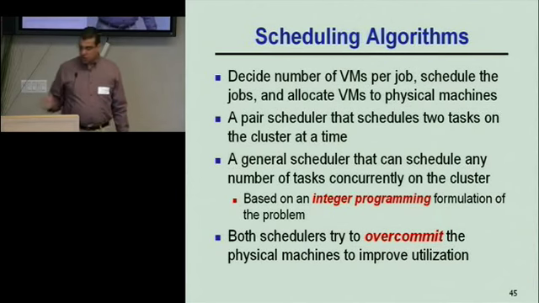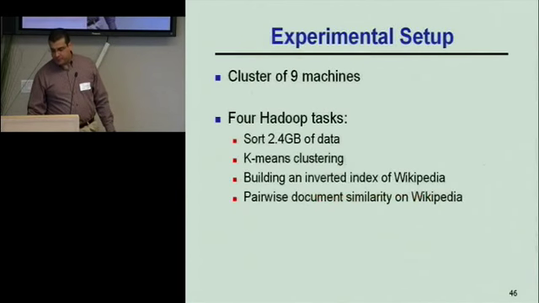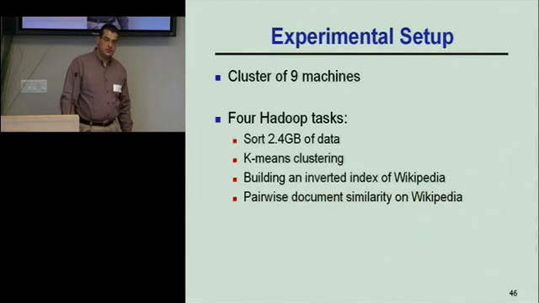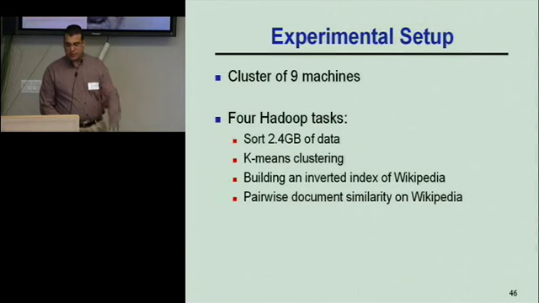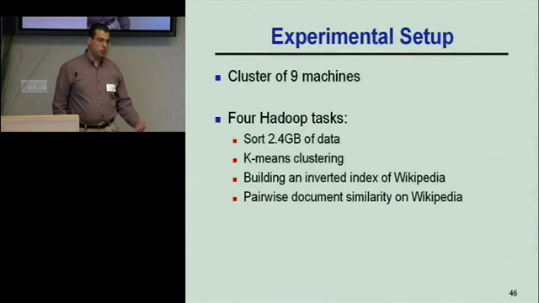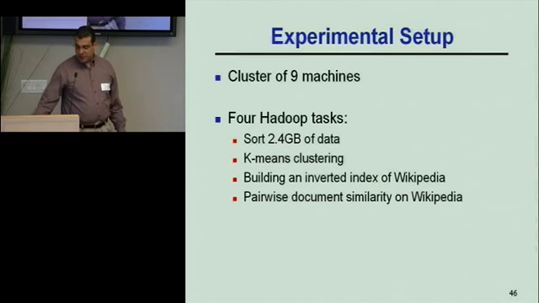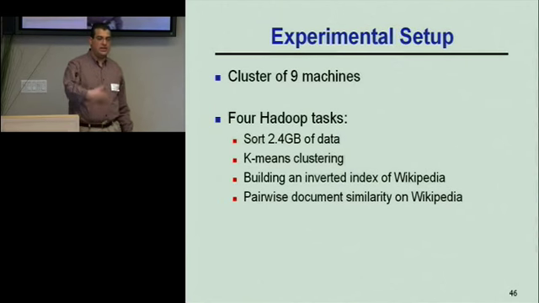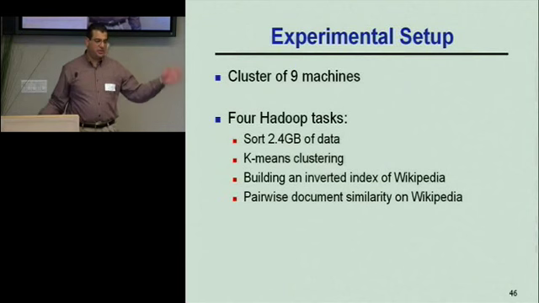Okay? So what kind of performance results do we get with this? As I said, this is still work in progress. So we're starting with a tiny cluster of 9 machines and 4 really small Hadoop tasks. One is sorting, another is k-means clustering, building an inverted index for Wikipedia, and pairwise similarity of Wikipedia documents based on this inverted index. The sort task is something that's available as an example task with Hadoop. The other ones are things we developed ourselves.